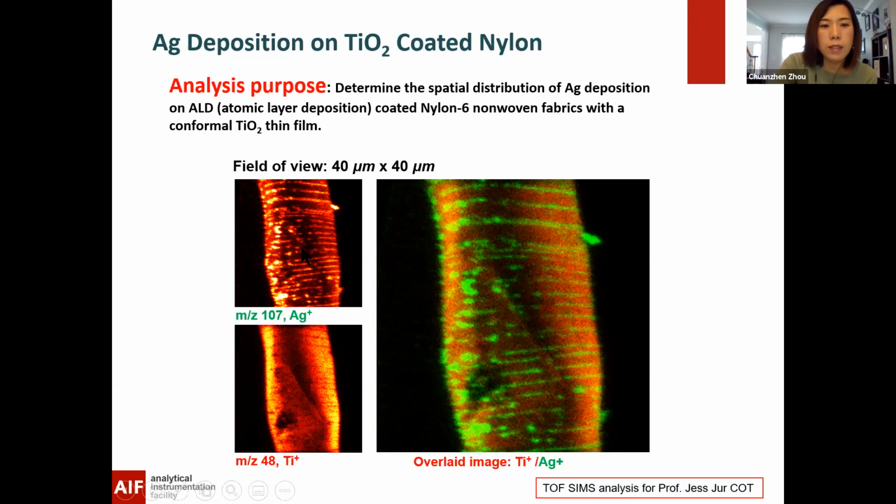Over here, as you can see, the silver forms a spiral type of line along the titanium oxide. And over here shows titanium. That's the overlay of these two. And a very clear distribution of titanium and silver over here, and no need for coating.